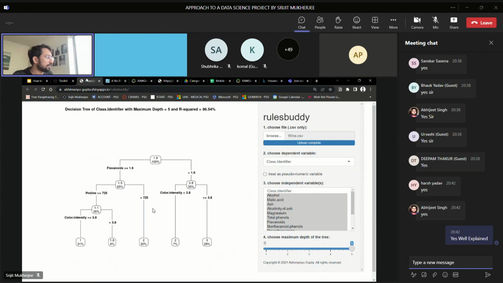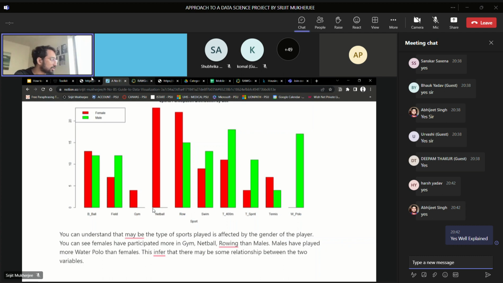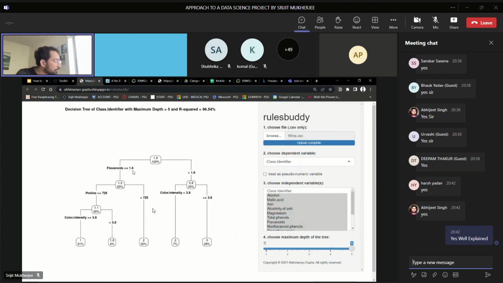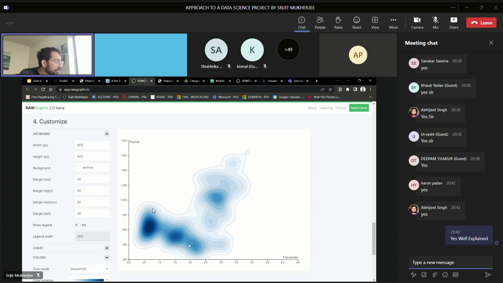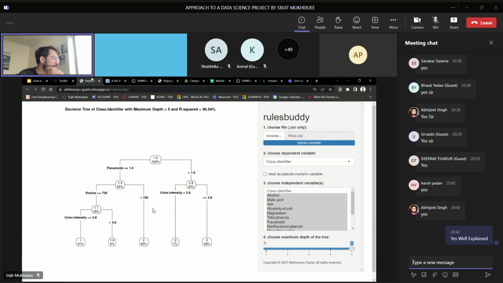Sorry, I'm doing it wrong again. Something is wrong. Just give me a minute. Flavonoids greater than or equal to 1.6 and less than 725. Just give me a minute. This thing is here. So flavonoids greater than or equal to 1.6 and, okay. What I can see here is that flavonoids greater than or equal to 1.6 and proline less than 725.